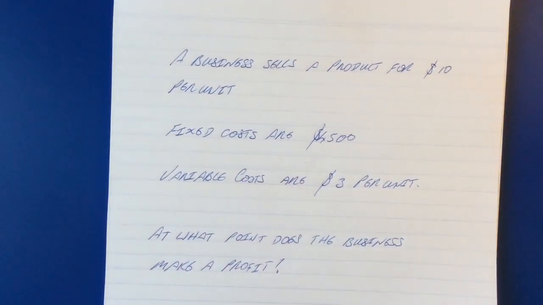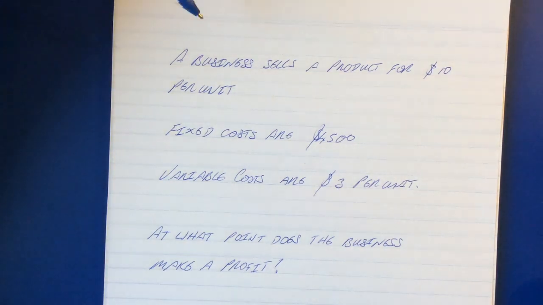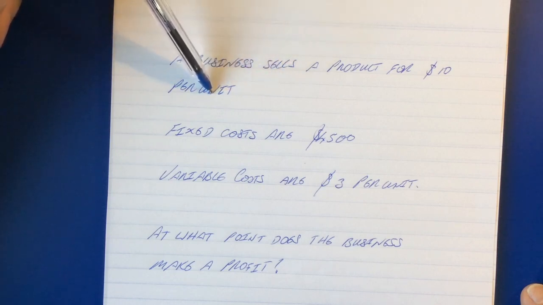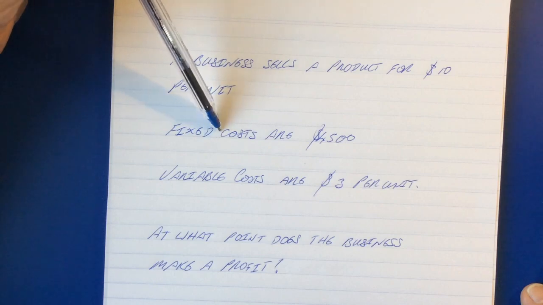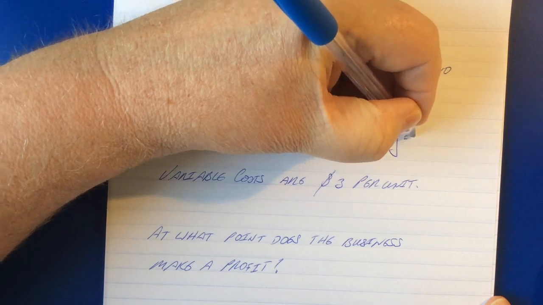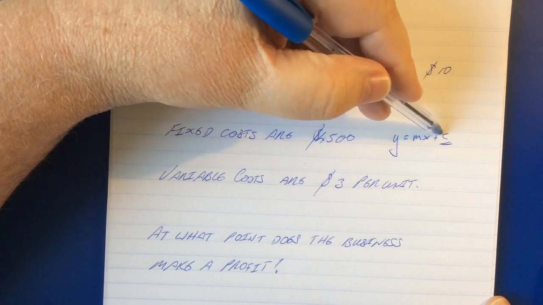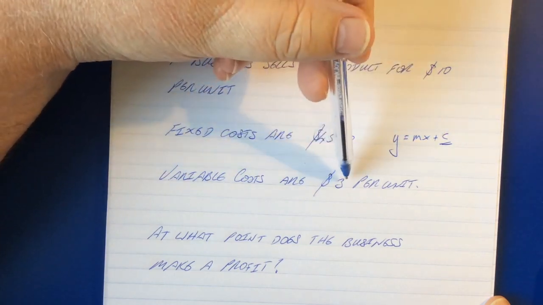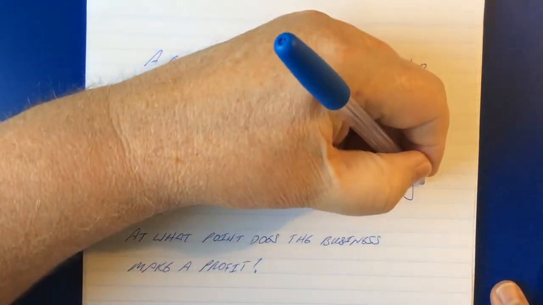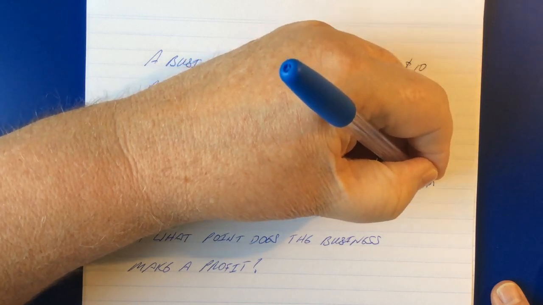So here's an example that I've cooked up, and I'll just run through it. A business sells a product for $10 per unit. That's what it charges its customers. It has fixed costs of $4,500. Now, remember that fixed costs in our linear equation go here. It has variable costs of $3 per unit. So I'm just going to write the variable cost part in here, and that is that. It's over the M.